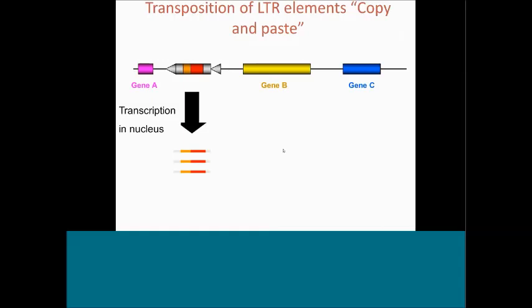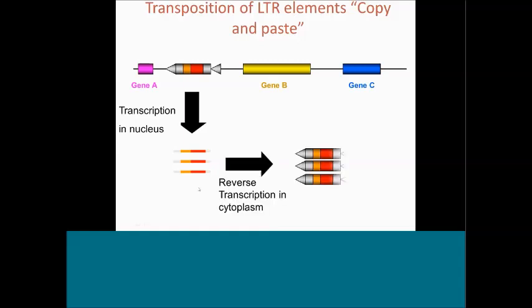When the LTR element starts to express, it creates transcripts. Then the transcripts are reverse transcribed into cDNA, and then the cDNA is inserted into different places in the genome. As you can see, when a new insertion forms, the old element is still there. So this is called a copy and paste mechanism.